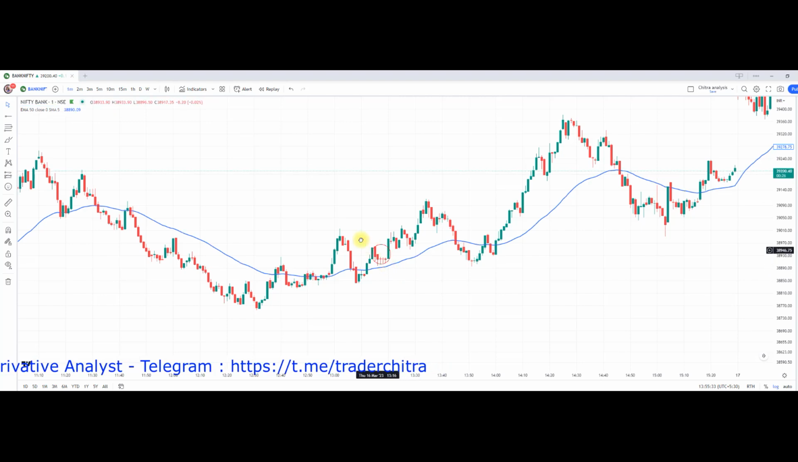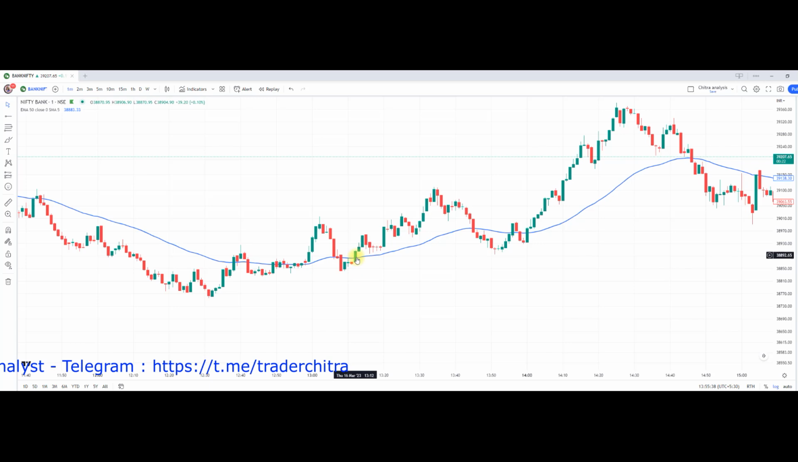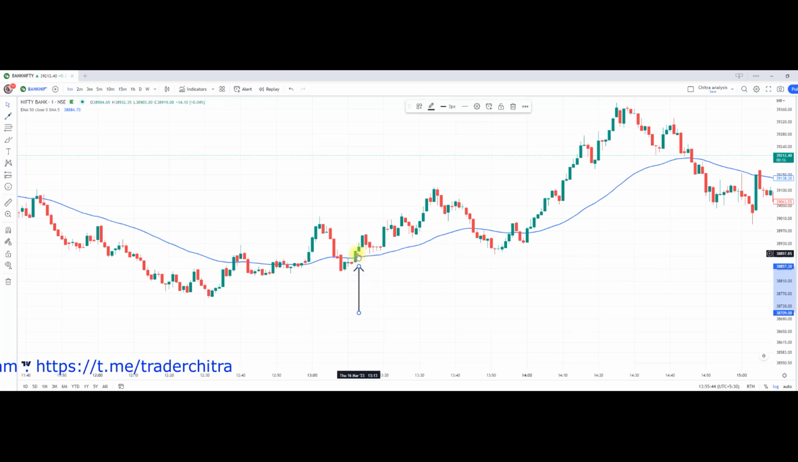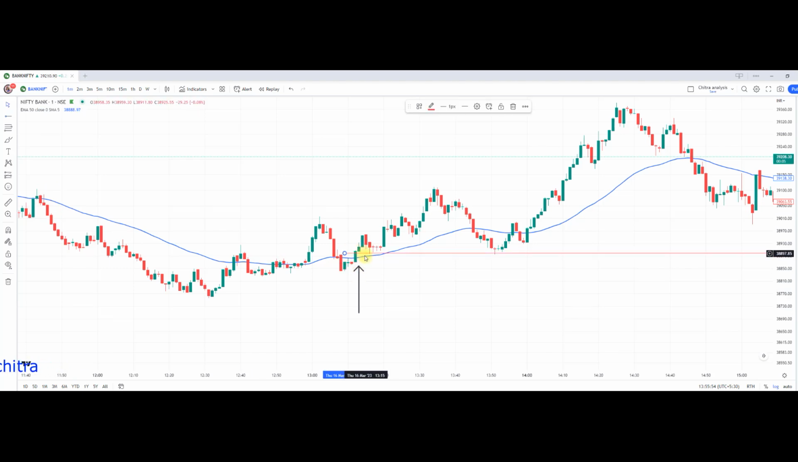Now, I will tell you the conditions. If the price is above 50 EMA, here you can see this green candle is above 50 EMA. So one can enter into the long trade if the price is above 50 EMA, keeping the low of the green candle as stop loss. So I will keep a horizontal ray above this green candle. Once the price crosses above this green candle, we can enter into the long trade.